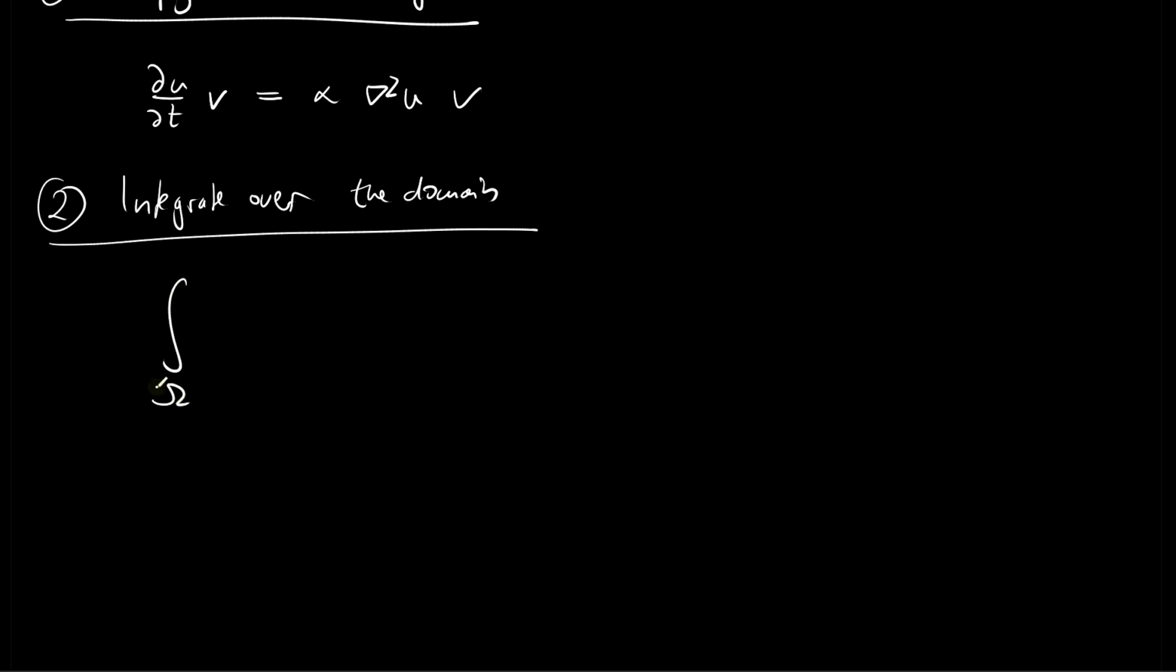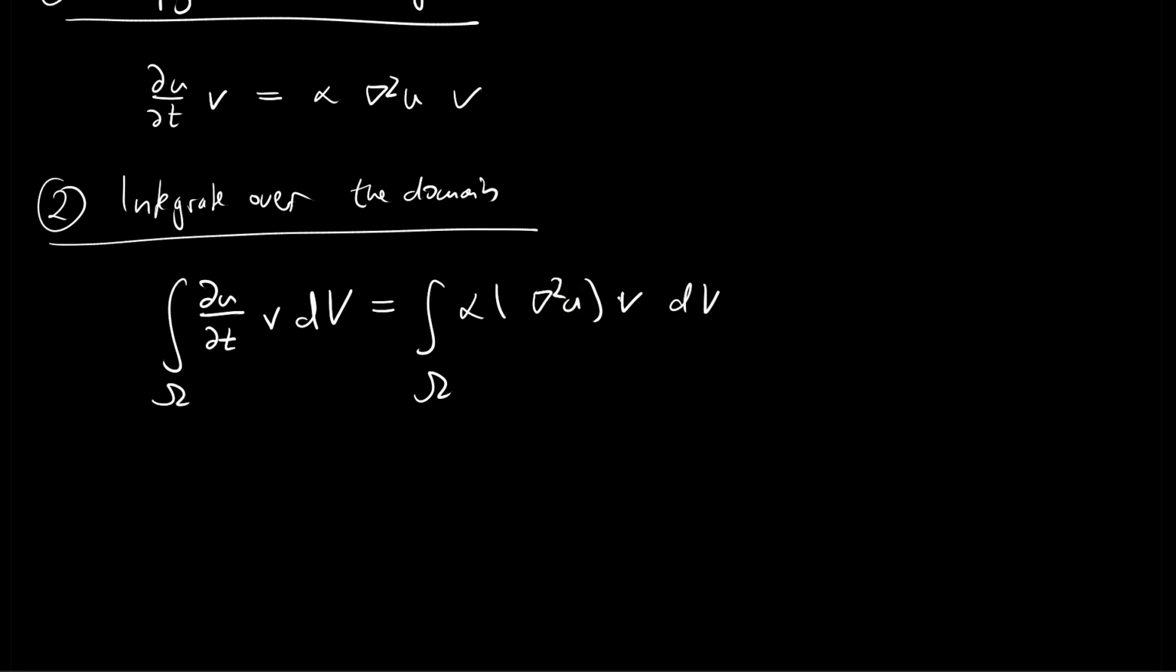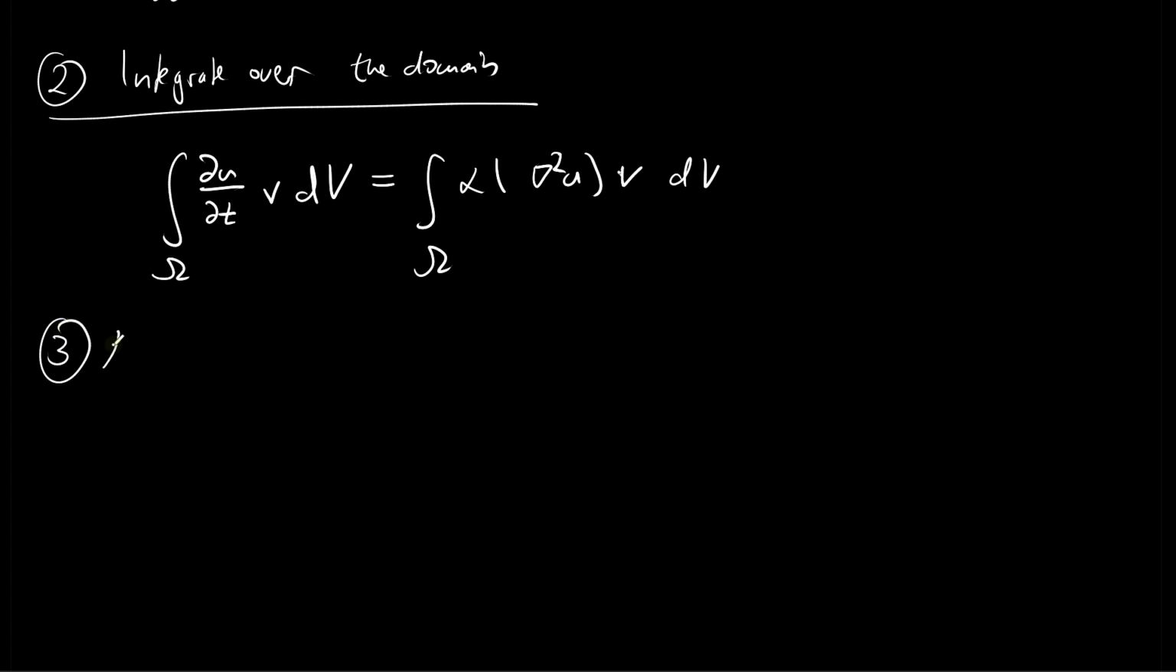And so this will be the integration over a domain omega, of du by dt times v integrated over the volume. So this is a volume integral, equal to the integration over omega of alpha times the second derivative applied to u. And I'm putting this into brackets here because this second derivative is only applied to u, but not applied to v. So v is just multiplied with the result of the Laplace operator applied to u. And then here we will have a volume integral again.